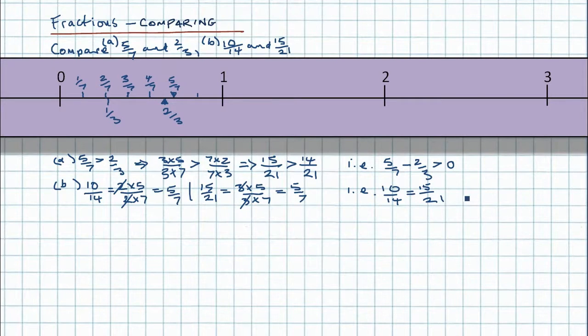So those are called equivalent fractions. Let's just write that in brackets. And that's a term that you should know. Equivalent just means equal values. So equal. Okay, let's try something else.